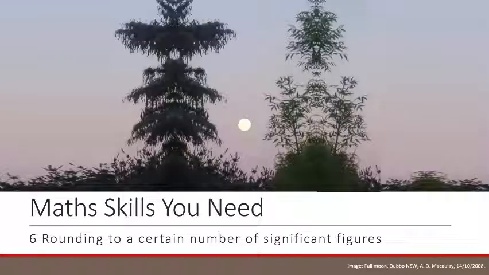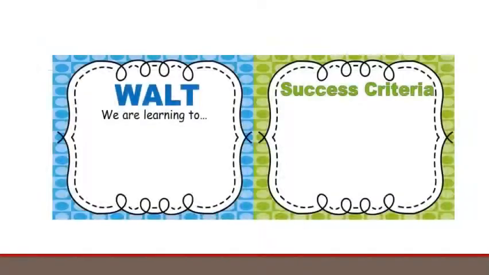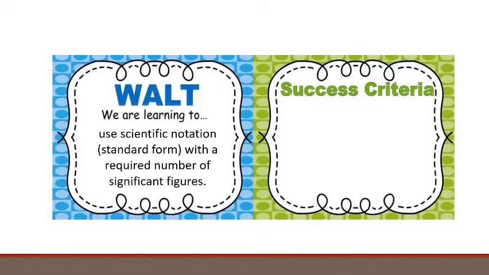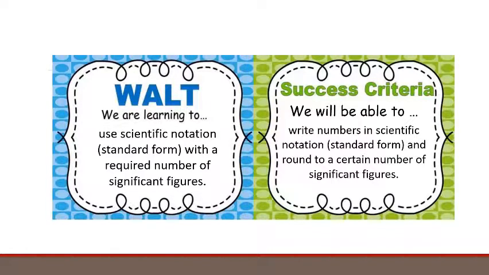Now, whether you're a scientist, an economist, a statistician, or in one of the health professions, you will often need to work with very large or very small numbers. So we're learning to use scientific notation, sometimes called standard form, with a required number of significant figures. And we'll be able to write numbers in scientific notation and round to a certain number of significant figures.